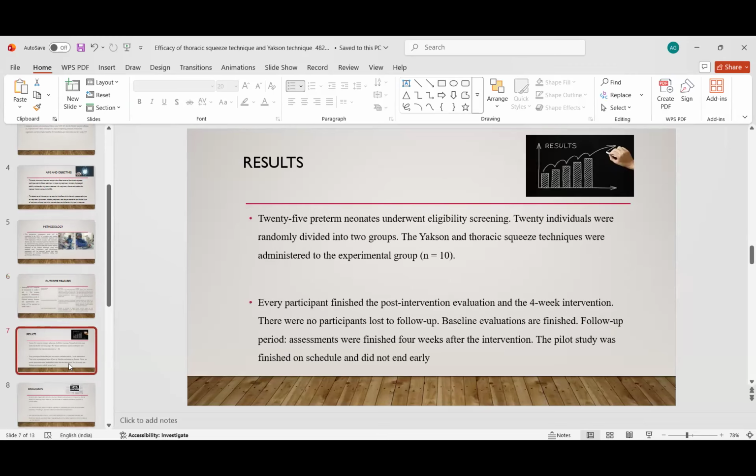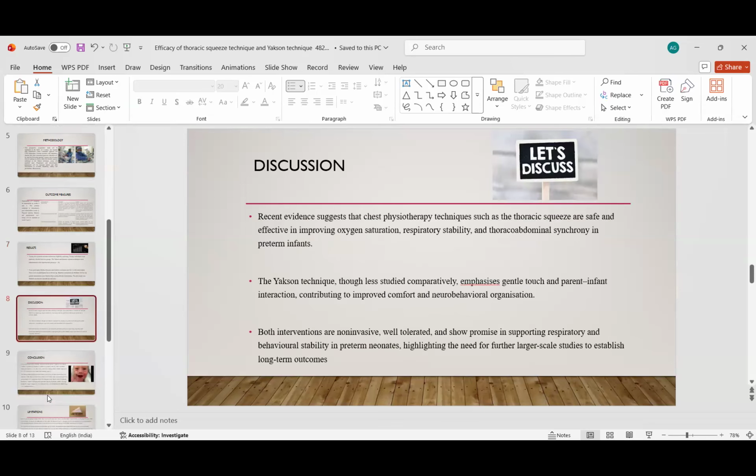Now here I am into the results. 25 preterm neonates underwent eligibility screening. 20 individuals were randomly divided into two groups, the Yaksan and thoracic squeeze technique, which were administered to the experimental group, that is 10. Every participant finished the post-intervention evaluation and the 4-week intervention. There were no participants lost to follow-up. Baseline evaluations were finished, and follow-up assessments were finished 4 weeks after the intervention. The pilot study was finished on schedule and did not end early. So this is the discussion, which is actually the important part.